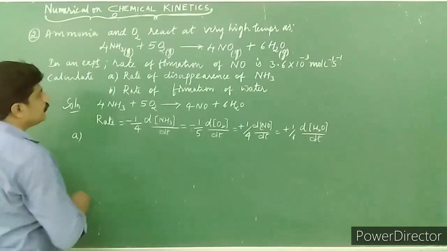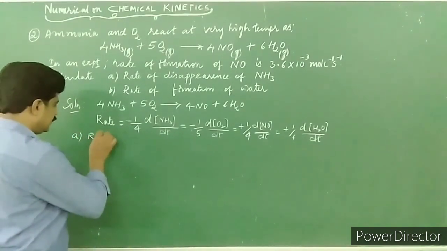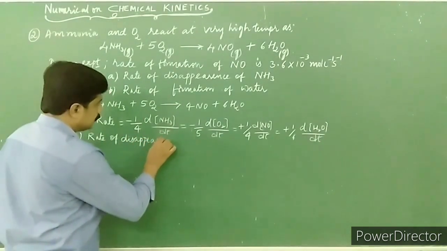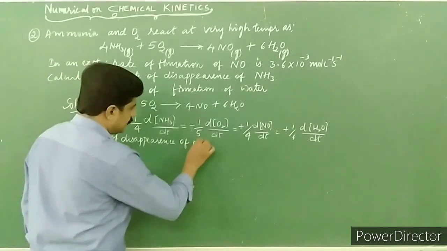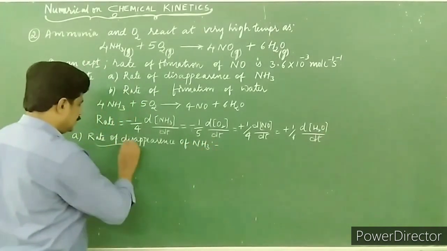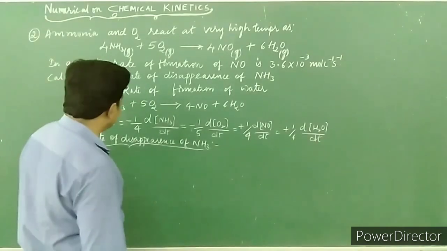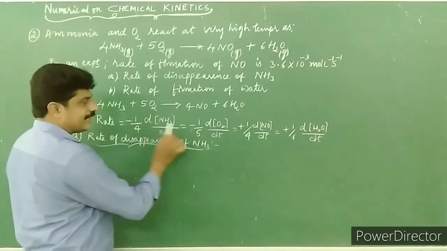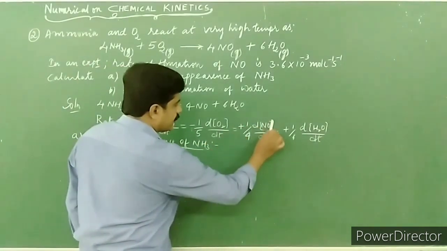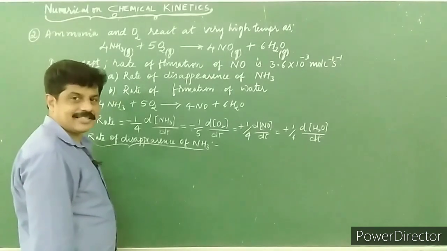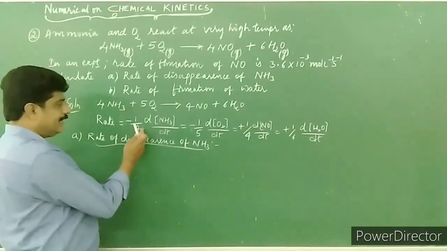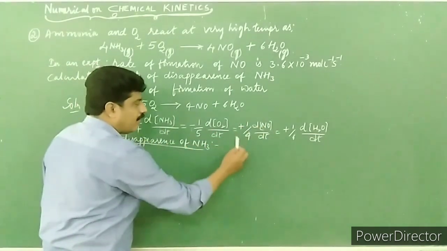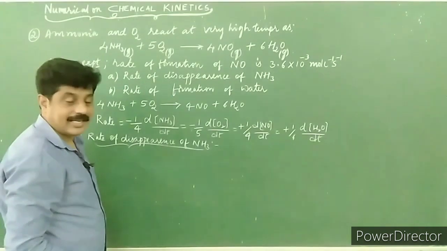Now let me take up the A part. What is that? Rate of disappearance of ammonia. Is it not? Children, look here. The rate of disappearance of ammonia is equal to the rate of formation of nitric oxide.